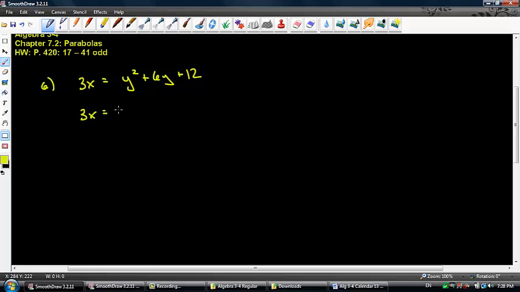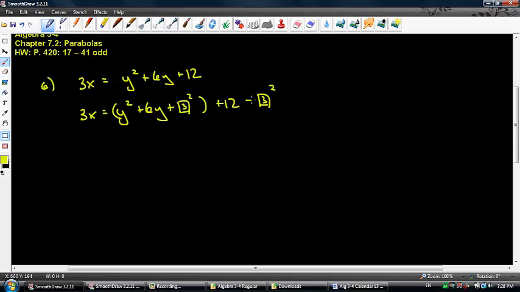We have to complete the square for this one. So I'm going to say 3x equals y squared plus 6y, parentheses, leave myself some space, plus 12. I'm going to add the box. And on the outside of the parentheses, in order to balance out, I'm going to subtract the box.